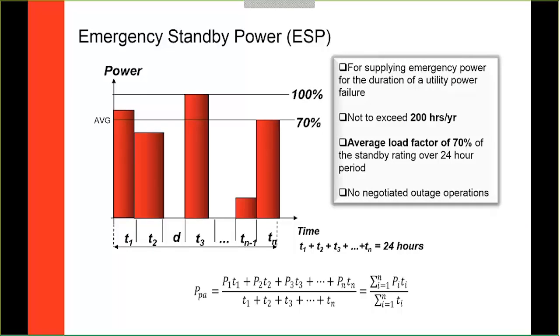So the first one I'll talk about here, and this one you're probably most familiar with, is emergency standby power, ESP. Emergency standby power is for supplying emergency power for the duration of the utility power failure. However, its expectation is that it's not to exceed 200 hours a year.